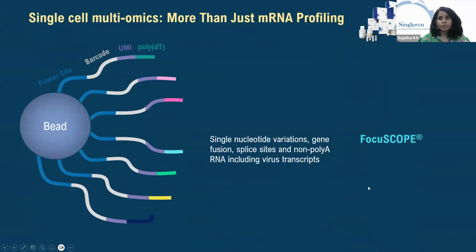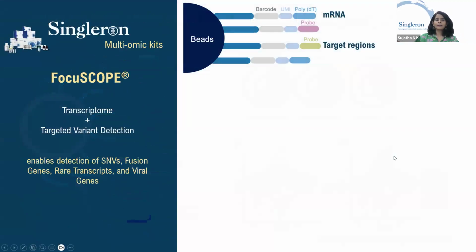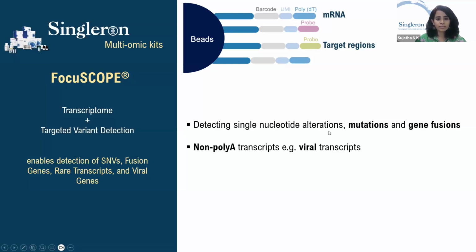The next kit that I would focus on is Focus Scope. This is probably one of the unique solutions that we have. Here we're able to profile at the single cell level the transcriptome, along with targeted variant detection. So what do I mean by this? If you look at our beads, that structure that I showed you before, we're able to capture the mRNA with the poly-dT, but we're also able to tweak these beads to add target regions. So for example, you can detect single nucleotide changes, alterations, mutations, or gene fusions at the single cell level. We're able to put those probes on these beads and capture it.